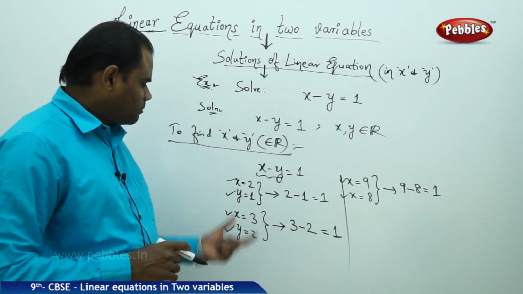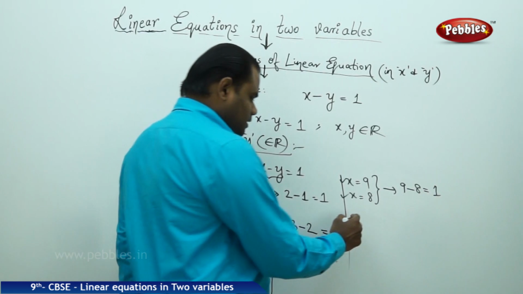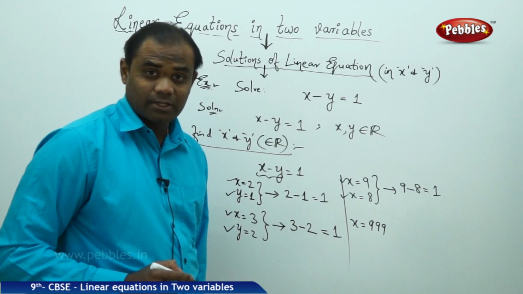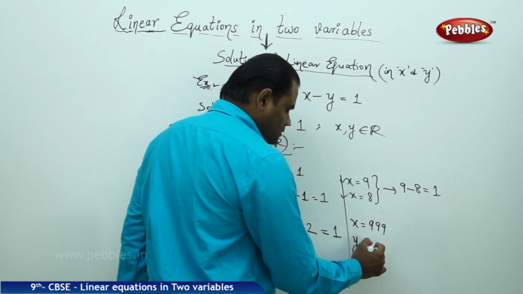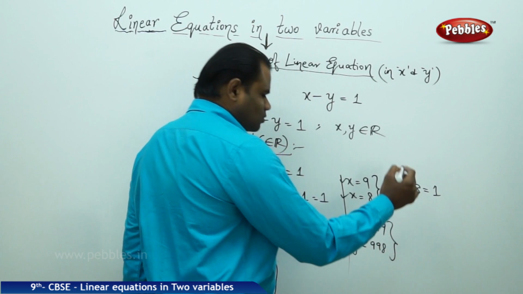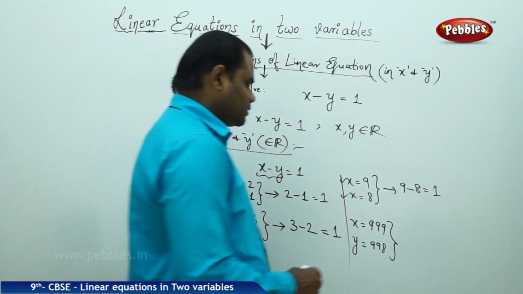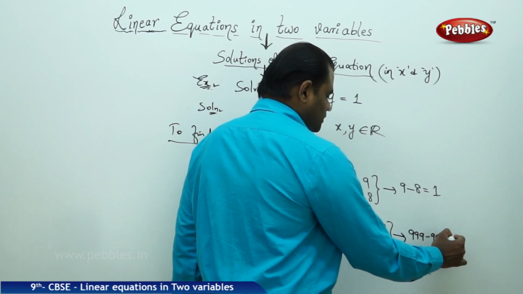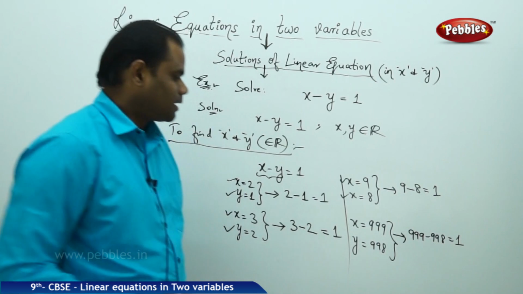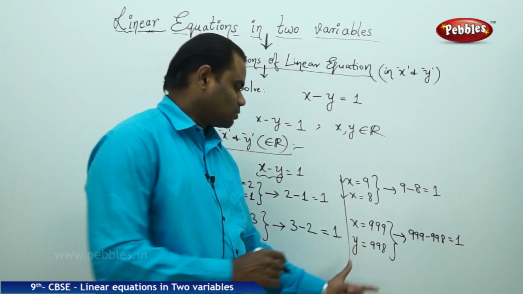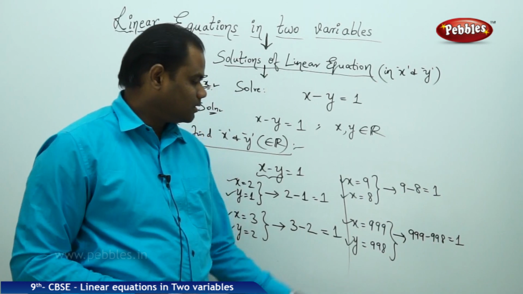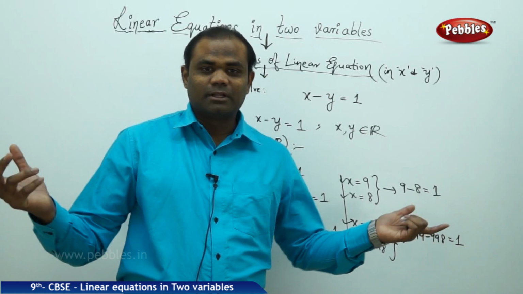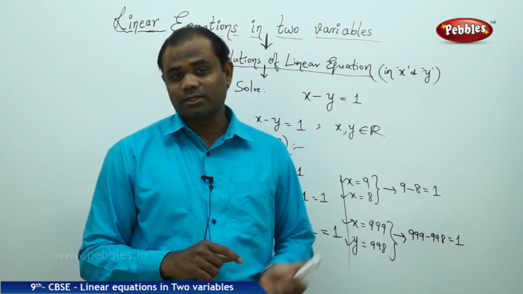So as you can see, there are many solutions. Even if I take a very random number like x as 999 and y as 998, when I substitute, I get 999 minus 998, which is equal to 1. And therefore, I get the possible solutions for x and y being 999 and 998. It continues and continues, but there is no end to the solutions for this equation.